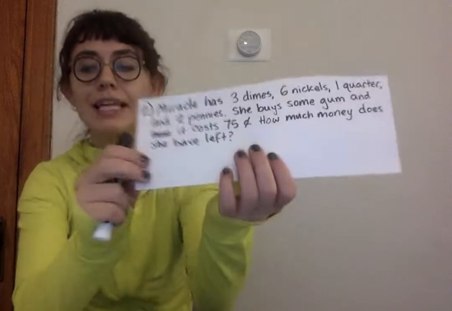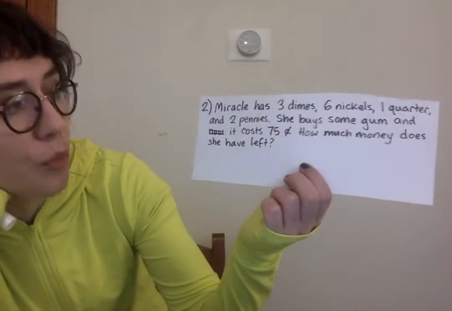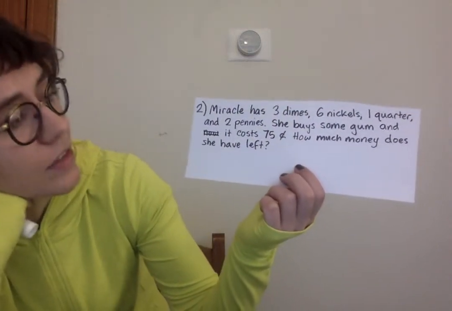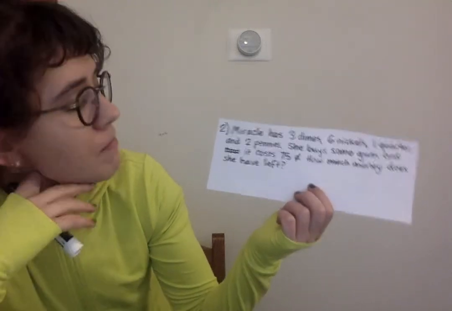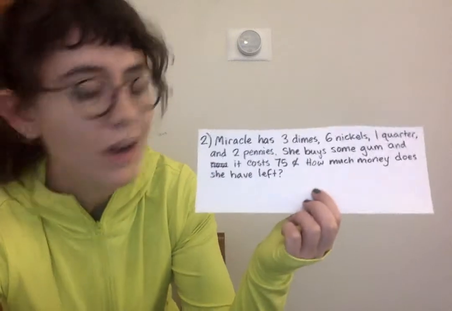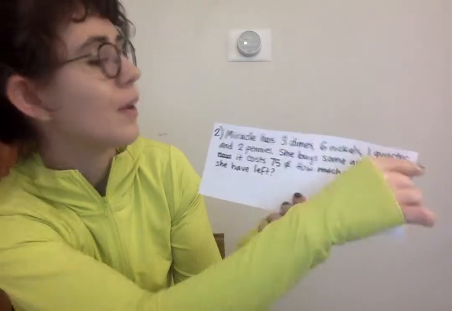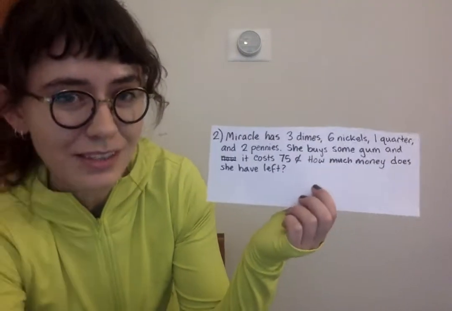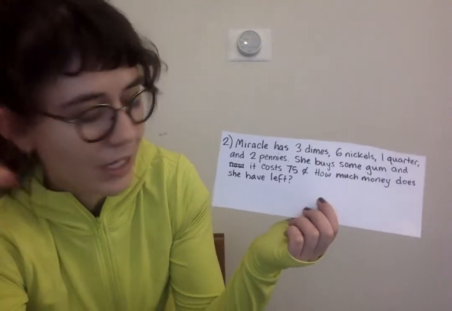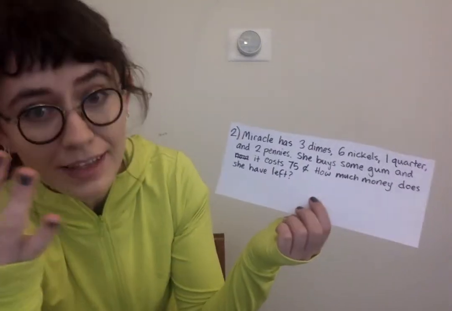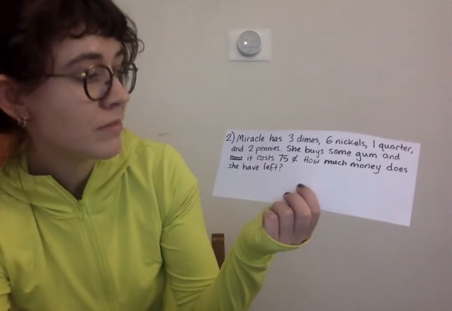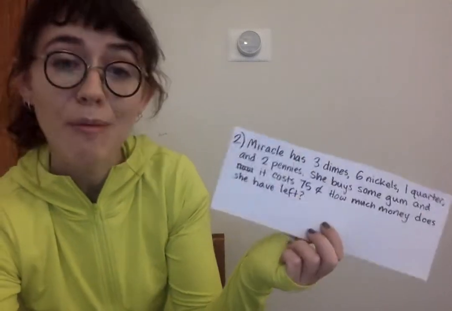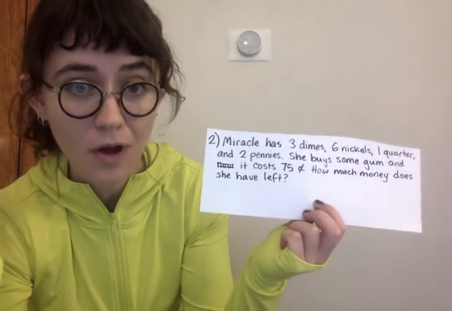So this problem says, Miracle has 3 dimes, 6 nickels, 1 quarter, and 2 pennies. She buys some gum, and it costs 75 cents. All right, so far, we know how much she starts with, but I didn't tell you the cents, so you're going to have to draw those coins to figure it out. And then we know that she buys gum, so that takes away 75 cents. The question is asking, how much money does she have left over?